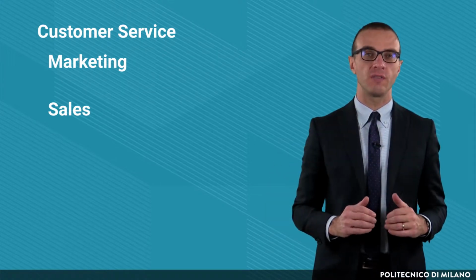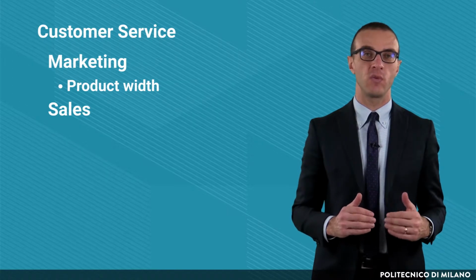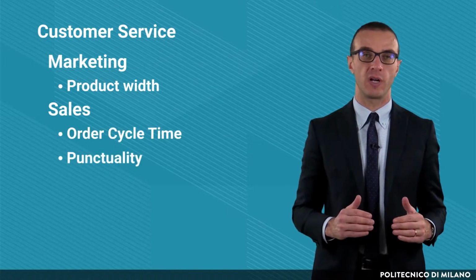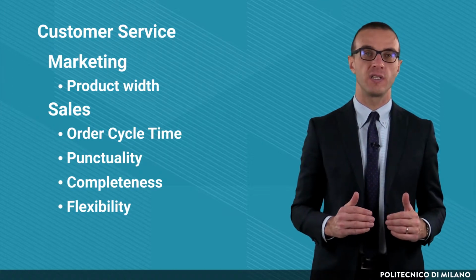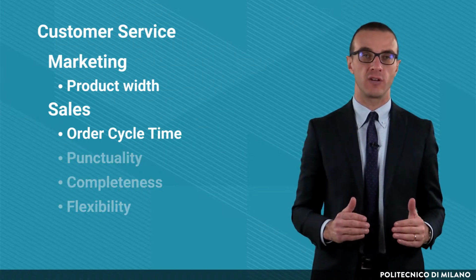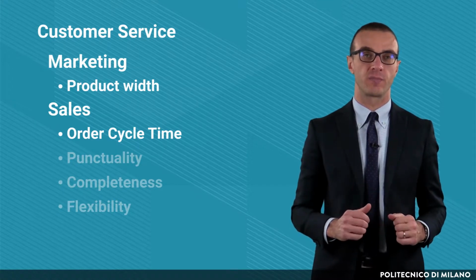Referring to marketing, one of the most common indicators is the product weight. For the sales, the main ones are order cycle time, punctuality, completeness, and flexibility. In this lecture, we will see the product weight and the order cycle time. In next lecture, we will deepen the other indicators.